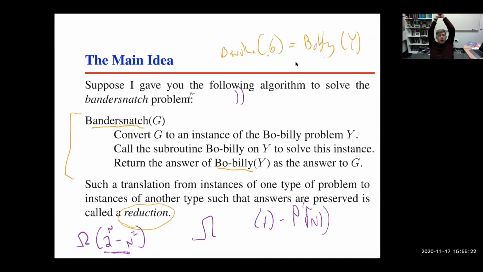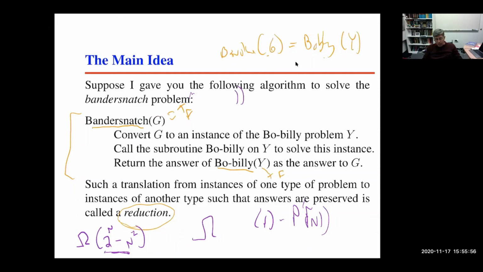Can anybody see that? What are the possible outputs of Bandersnatch of G? If Bandersnatch and mobility are decision problems, what are the possible answers of Bandersnatch of G? It could be true or it could be false. What is the answer of mobility going to be? If it's a decision problem, it could be true or false. Does everybody see that?